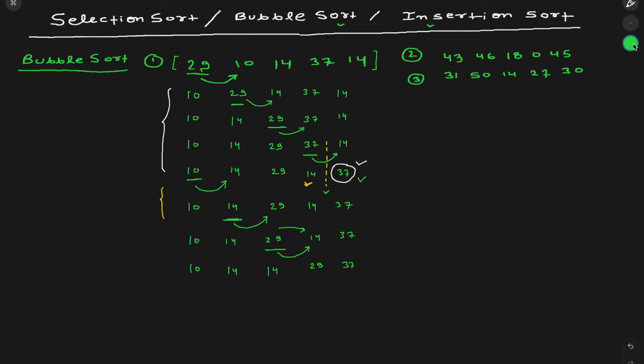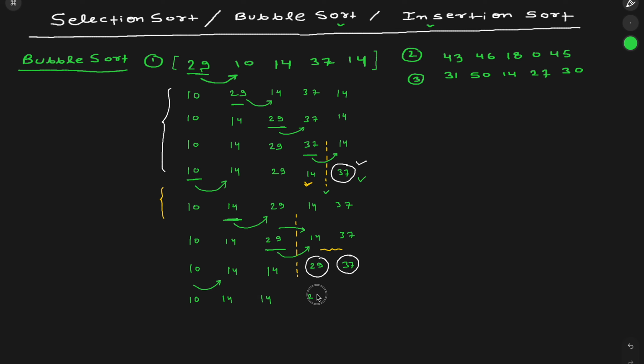As we can see, after these two iterations, previously 37 was at the right place, and now 29 is at the right place. In the next iteration, these two places are already sorted, so we will only focus till this index, because these two elements are already sorted. In this way I will check the further iterations. I will start again from the beginning and check 10 and 14. 14 is already greater, so it will not do anything.